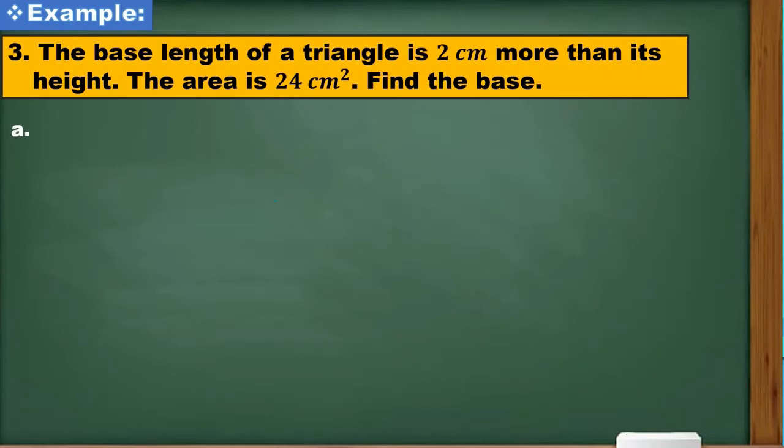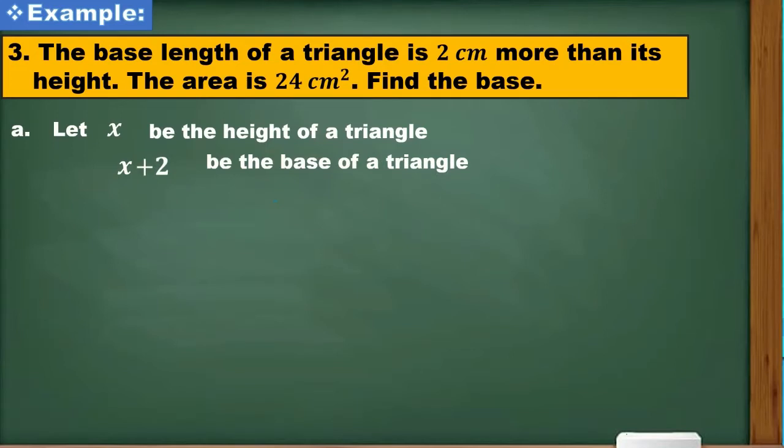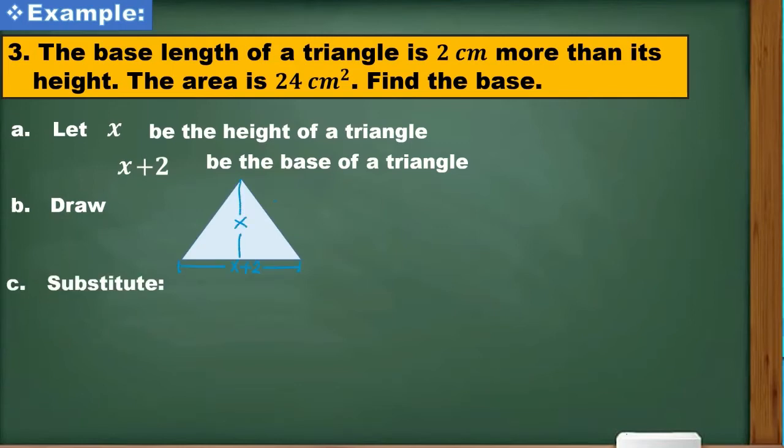The third situation: the base length of a triangle is 2 centimeters more than its height. The area is 24 square centimeters. Find the base. The solution: let x be the height of a triangle and x plus 2 be the base of the triangle. Then, when we draw this triangle, this is the height, then the base.